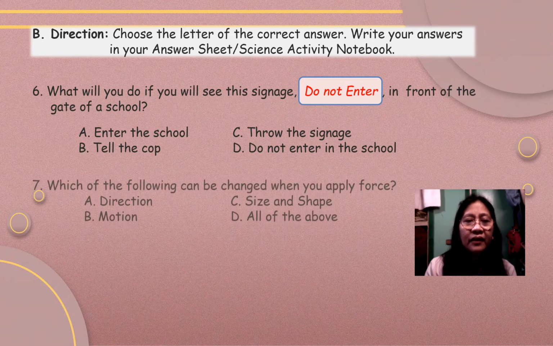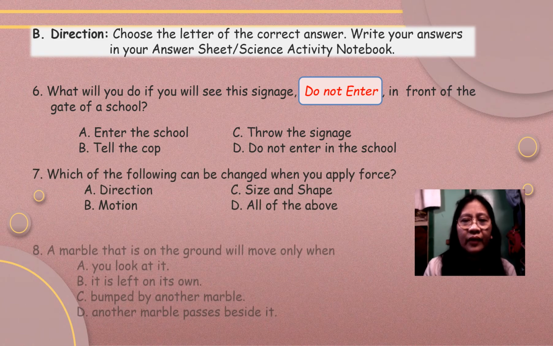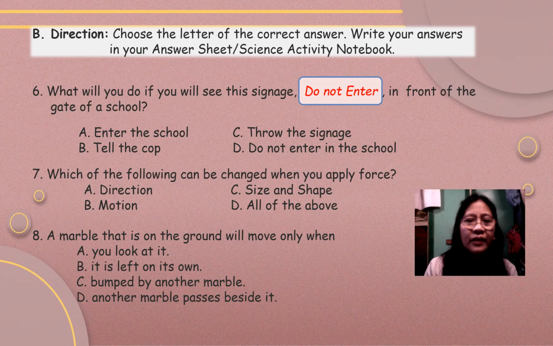For the next activity, directions: choose the letter of the correct answer. Write your answers in your answer sheet or science activity notebook. Question number 6. What will you do if you will see this signage, "Do not enter," in front of the gate of a school? Your choices are A, enter the school, B, tell the cop, C, throw the signage, D, do not enter in the school.